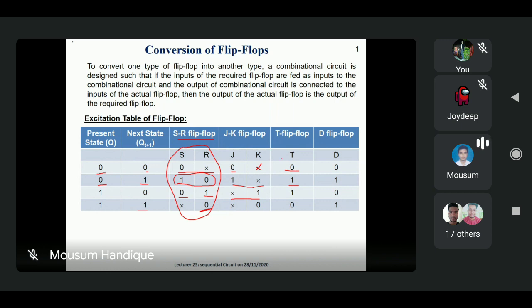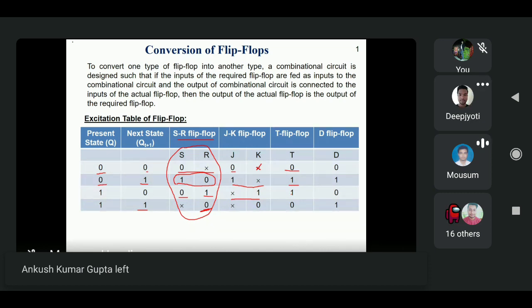When you are constructing this excitation table, you have to know the state table of each flip-flop. Without the state table, you cannot construct this. So is this excitation table clear, all of you? Any doubt, then please ask me. Any doubt? Sir, yes.